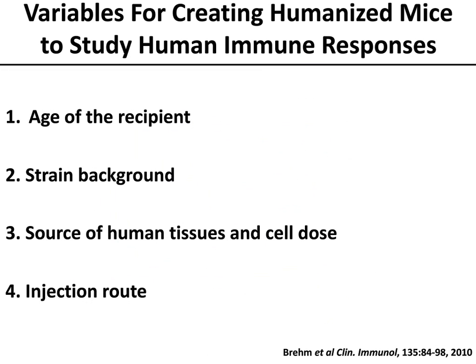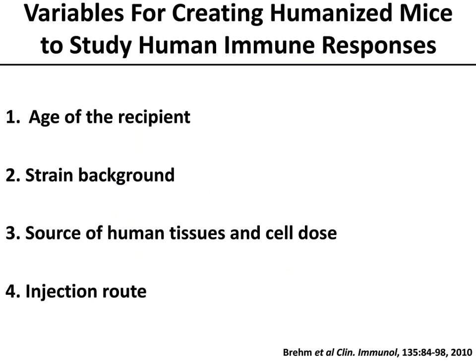So the first one is the age of the recipient. Do you use newborns, young adults, adult mice? Also the strain background. We talked about this earlier, where there are a number of common gamma chain deficiencies on different backgrounds that can be used to create humanized mice. The third is the source of human tissues and the cell dose. These hematopoietic stem cells can be derived from a variety of tissue types, as I mentioned earlier, cord blood, fetal liver, bone marrow, mobilized peripheral blood. And then you also have to think about your injection route.